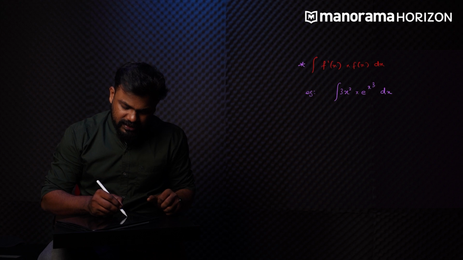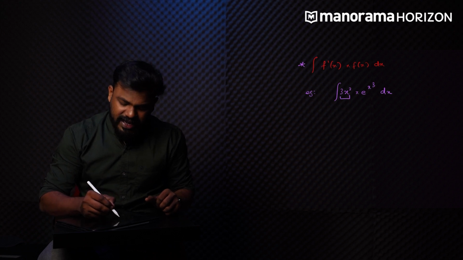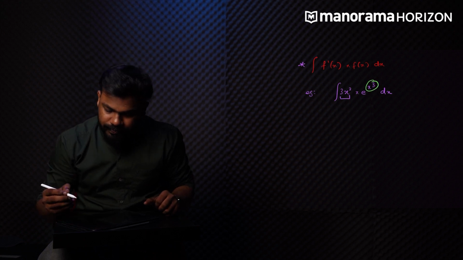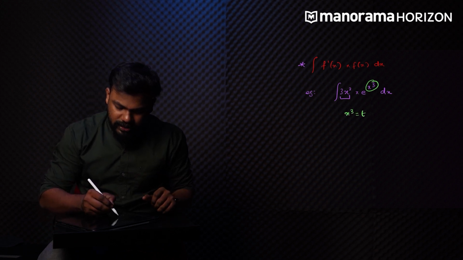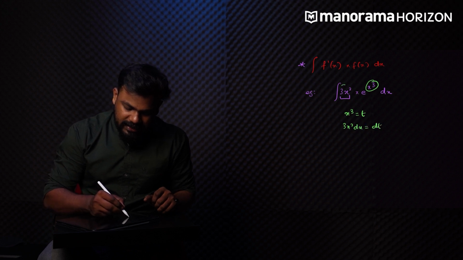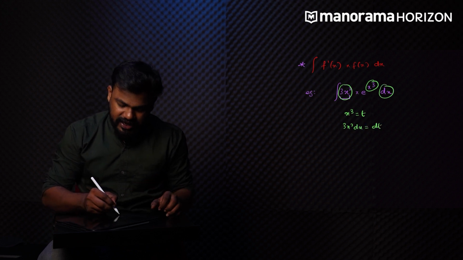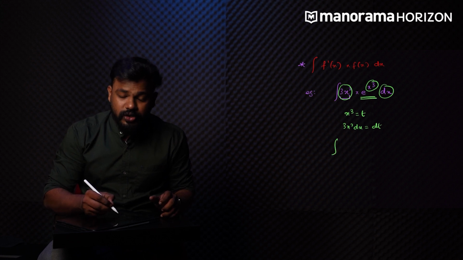Look here. This 3x square over here, is it the derivative of this x cube? Yes, it is the derivative of x cube. So if I take x cube is equal to t, 3x square dx will be equal to dt. So can I take 3x square dx and write it as dt? Yes. And e raised to x cube I can write it as what?